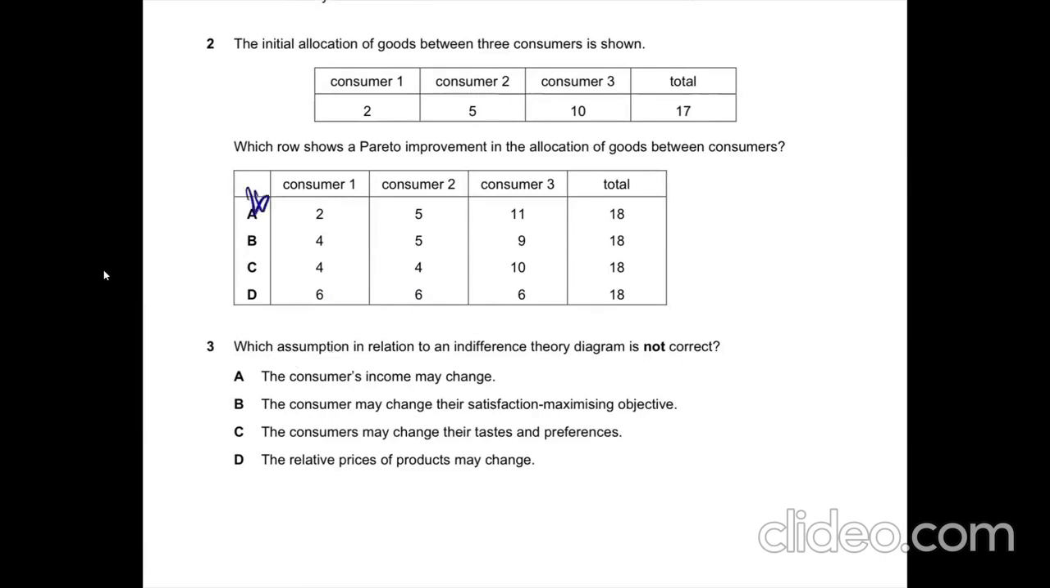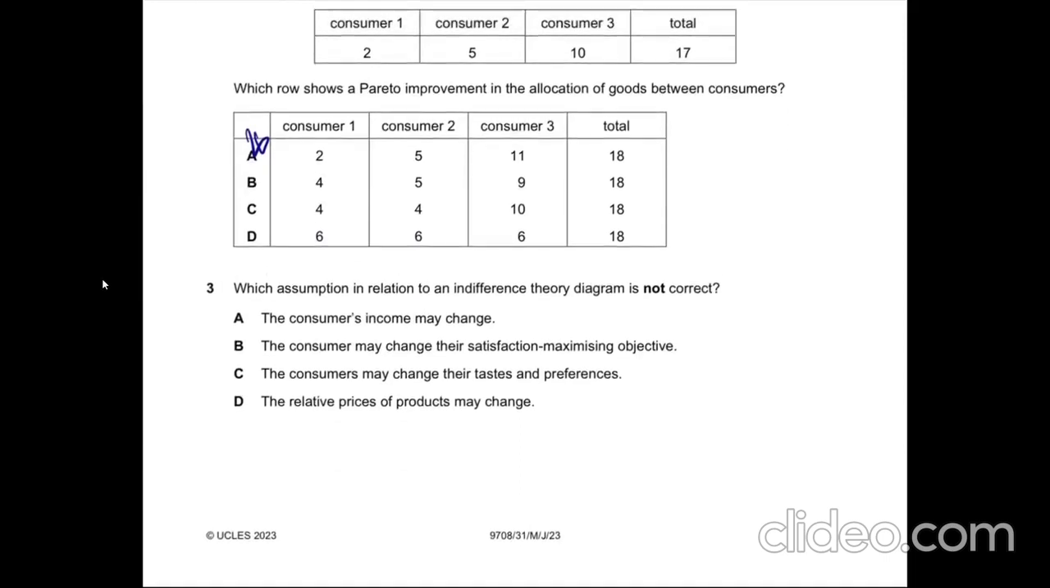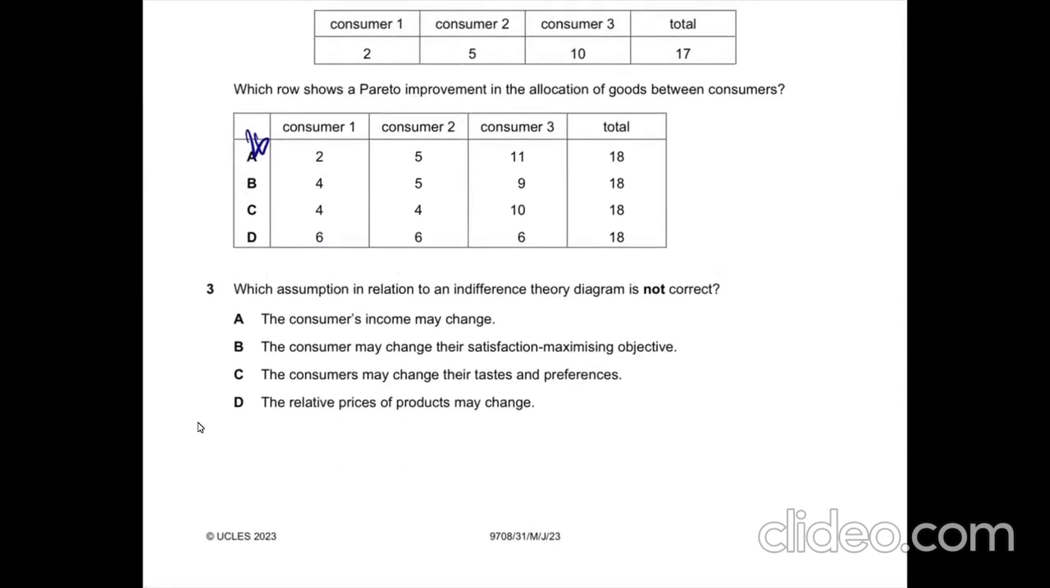Compared to the previous consumption scenario, when consumer 3 increases its consumption from 10 to 11, consumer 1 and 2's consumption utility haven't been affected at all. So that's why A shows the Pareto improvement. But the rest are somehow decreasing the other consumers' consumption due to the change that happened to one consumer's consumption. So that's why.